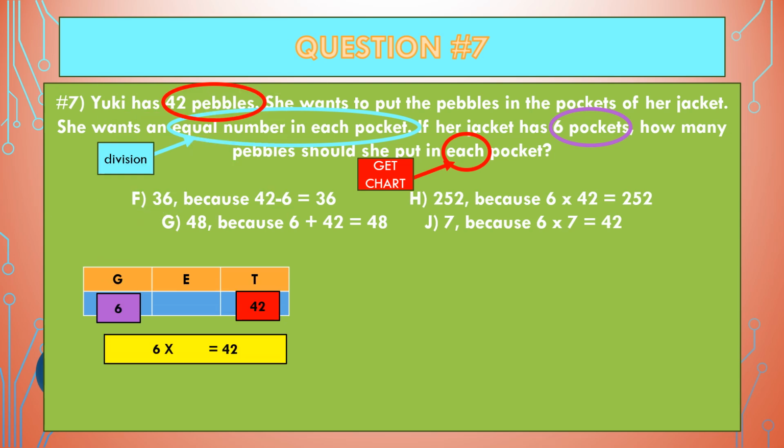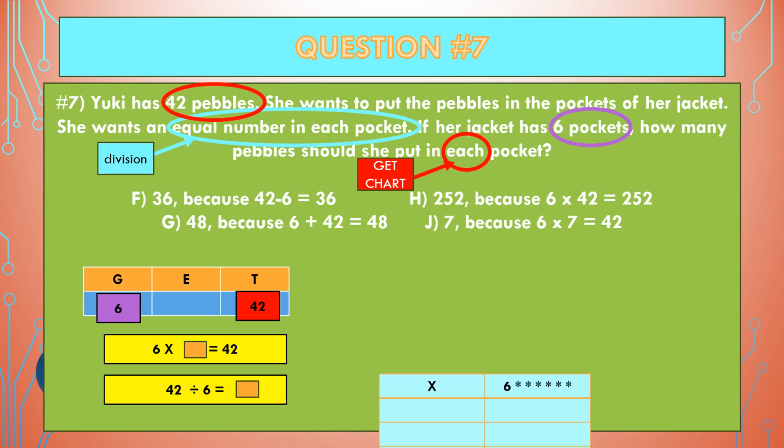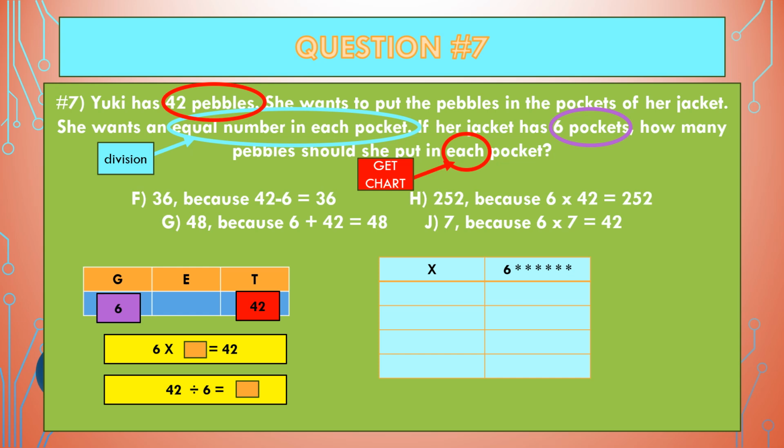We write our equation. 6 times blank equals 42, or you can write it as a division equation. 42 divided by 6 equals blank. Now, if you know your sixes, then you know the answer. If you don't know your sixes, then let's make a ratio table.